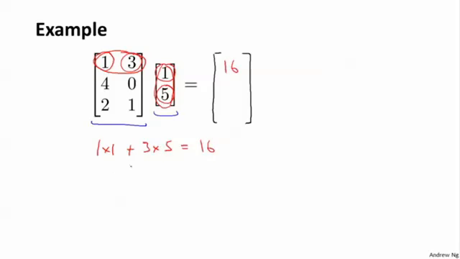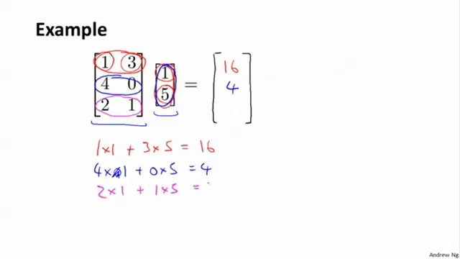Then for the second element, I'm going to take the second row and multiply it by this vector. So I have 4 times 1 plus 0 times 5, which is equal to 4. So I get a 4 there. And finally, for the last one, I have 2 by 1 plus 1 by 5, which is equal to 7. And so I get a 7 over there. It turns out that the result of multiplying a 3 by 2 matrix by a 2 by 1 matrix, which is just a 2-dimensional vector, is going to be a 3 by 1 matrix. So that's why I get a 3 by 1 matrix.